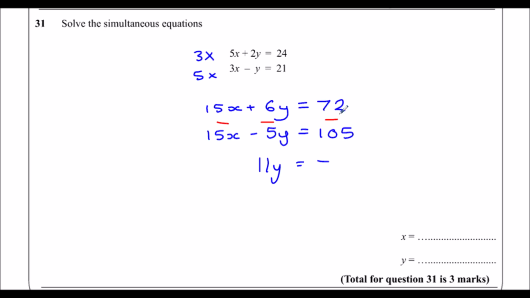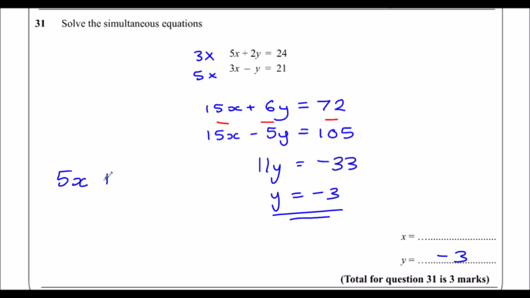And that's 33. So 11y's are minus 33. Divide both sides by 11. y is negative 3. So we know y. We need to find x. So we're going to substitute in. Let's pick the top one.